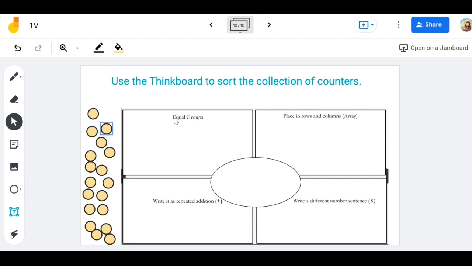Okay, so remembering our think board, we've got our equal groups. We place it in rows and columns, which is an array. We write it as repeated addition, and then we write it as a different number sentence. So multiplication would be fantastic for you to use here. You can do more than one. I want to know everything you know about this number and how you can sort it into equal groups and use multiplication and addition.